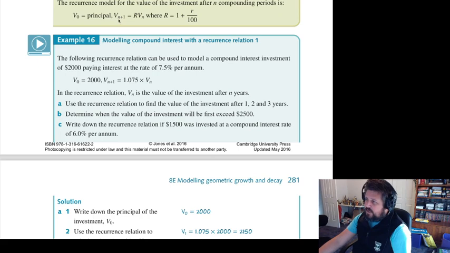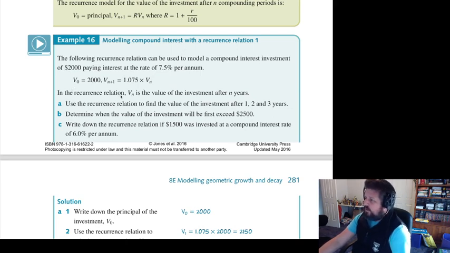The recursion relationship says Vn+1, so the next value, is equal to R multiplied by Vn. Now, to work out what the R value is, big R (I'll refer to these as big R and little r), the ratio is 1 plus the interest rate over 100. So in this case, it's going to be 1 plus 7.5 over 100, which is 1.075. That's where that comes from. Cool, so we've set up the recursion relationship there. Actually, they gave it to you, but I just explained it.